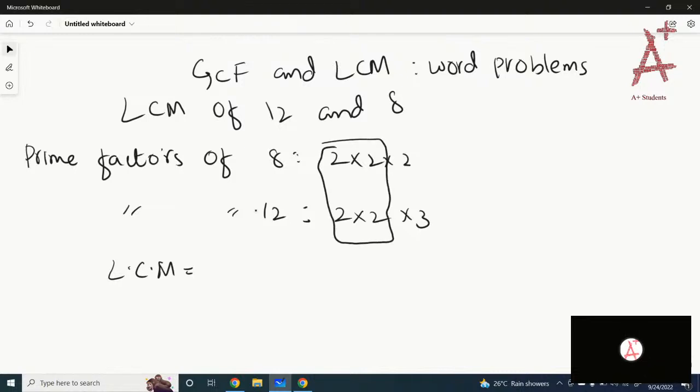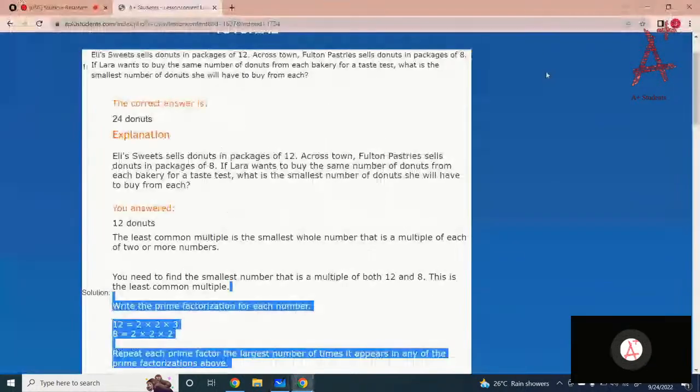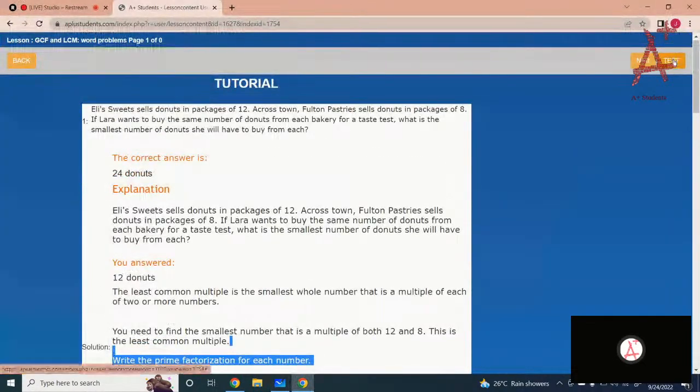So you can multiply the common multiples times the non-common multiples. So the common multiples are 2 times 2, and the other two are the non-common, and they are 2 times 3. So just multiply all the numbers. 2 times 2 is 4, 4 times 2 is 8, and 8 times 3 is 24. So the answer is 24. Select the correct option. Oh no, we are on the tutorial, sorry. Okay, on the top right corner, you have a test button. Let's start with a test because we already know how to find LCM and GCF.